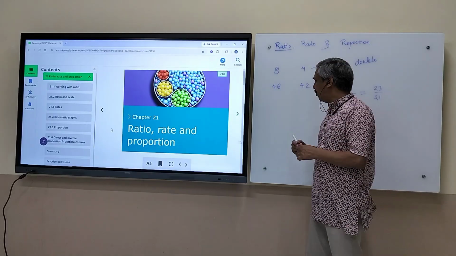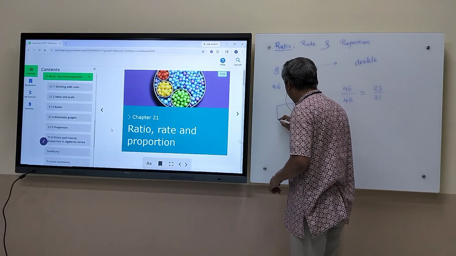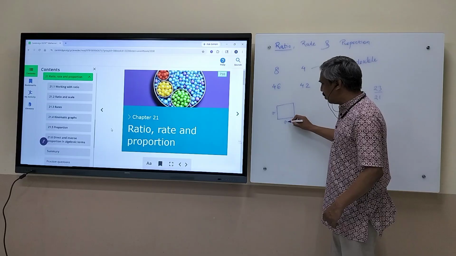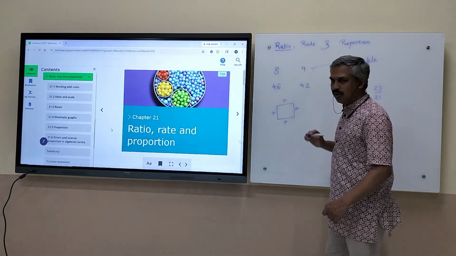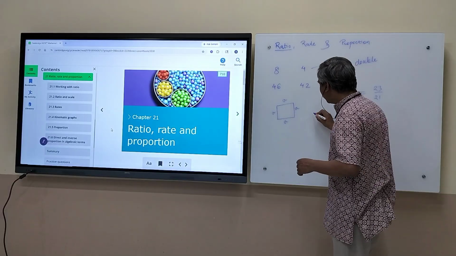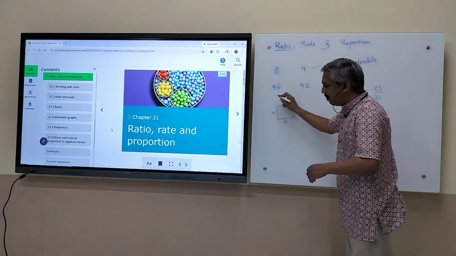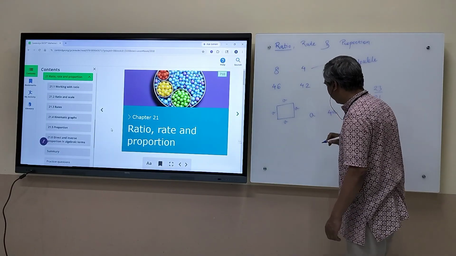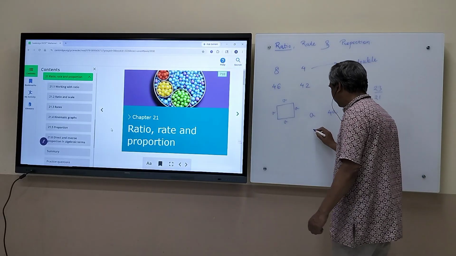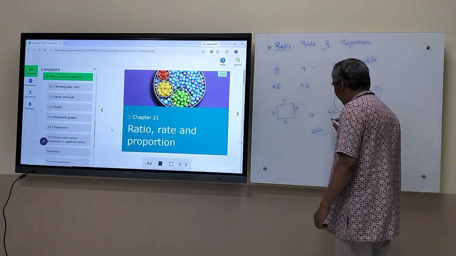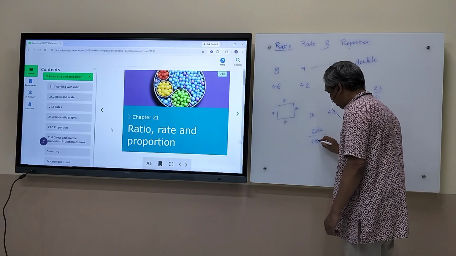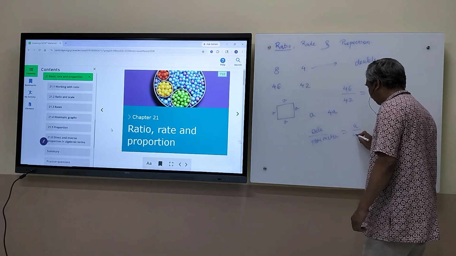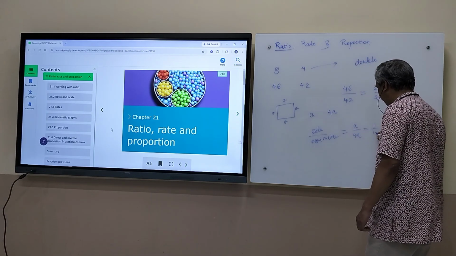So if we see that something is double than something, it is sometimes, it is always like that. For example, if you take a square, and the side of the square is A, then this side will also be A, this side will also be A, this side will also be A. So the square side is A, and the perimeter of the square, the sum of all the sides, is always 4A. So the ratio of side of the square and the perimeter, this ratio will always be A upon 4A, which is equal to 1 upon 4.